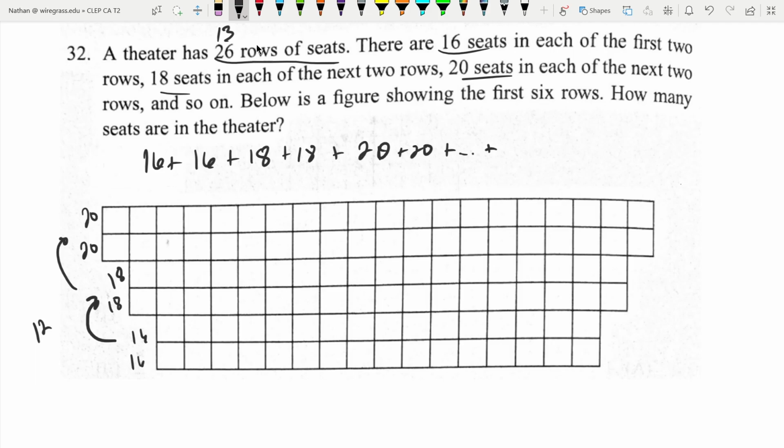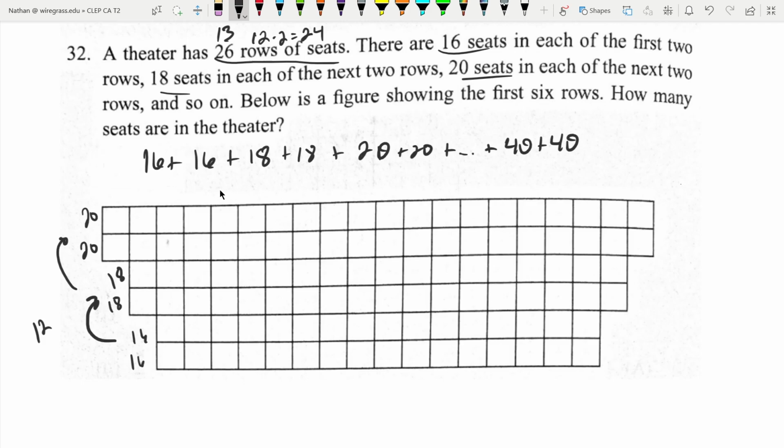So in general, it's going to be 12 steps. Each step goes up by 2. That means the last one's going to go up by 24 from this initial 16, right? Because we're always adding up 2 from this initial 16. So it's going to be 16 plus 24 is 40. 40 is the amount of seats in the last 2 rows.